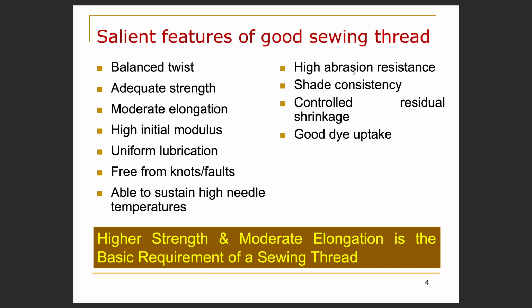So what are the salient features of a good sewing thread? It should have a balanced twist, adequate strength, moderate elongation, high initial modulus, uniform lubrication, and be free from any kind of knots and flaws. It should be able to sustain the high needle temperature when the machine is running at high speed.